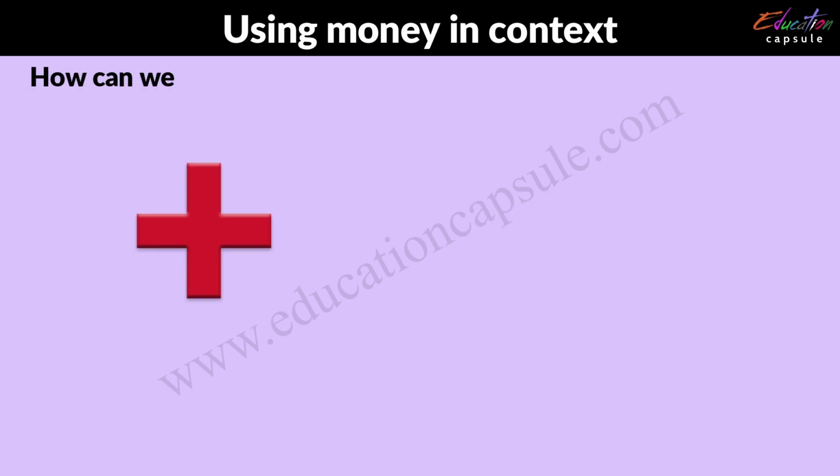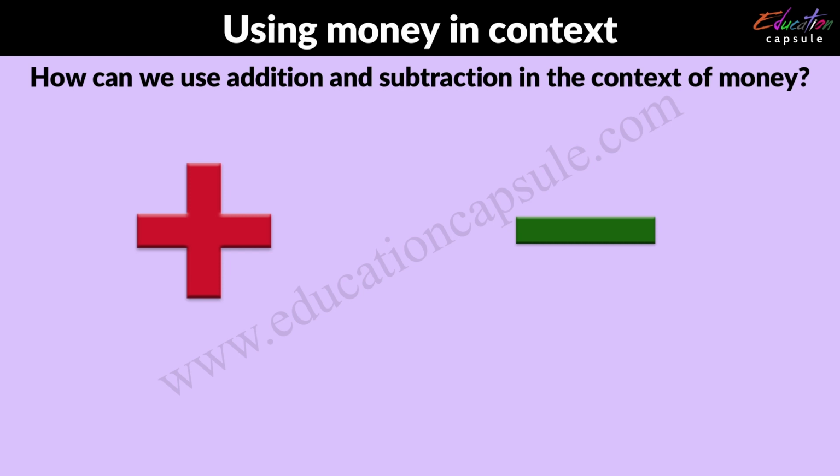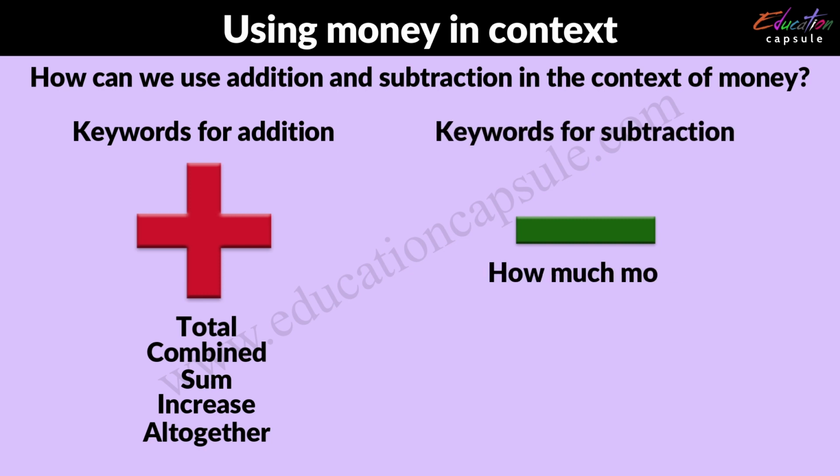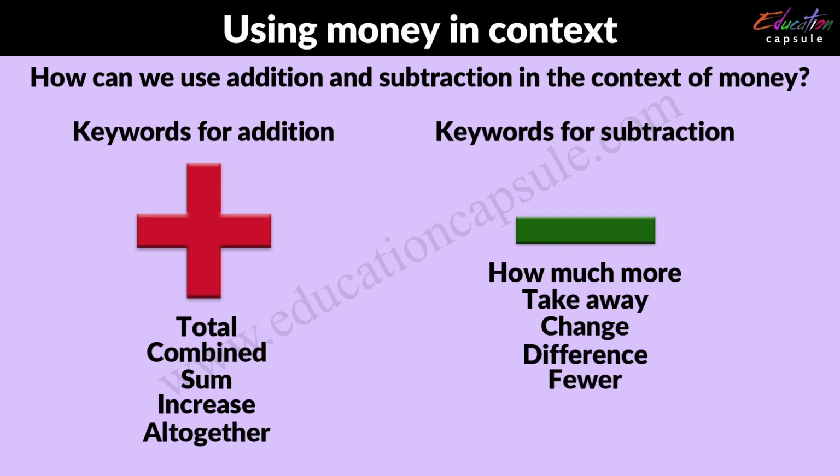Now, how can we use addition and subtraction in the context of money? The keywords that we would use for addition are total, combined, sum, increase, altogether, and so on. Whereas keywords for subtraction are how much more, take away, change, difference, fewer, and so on.